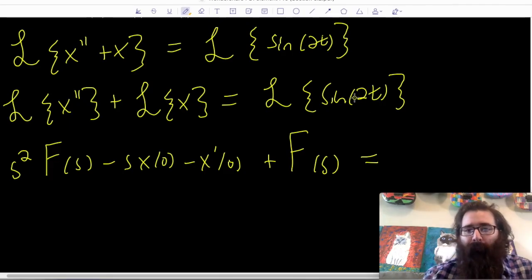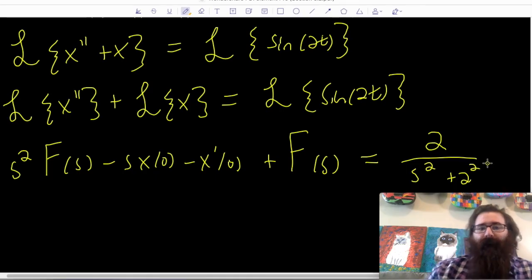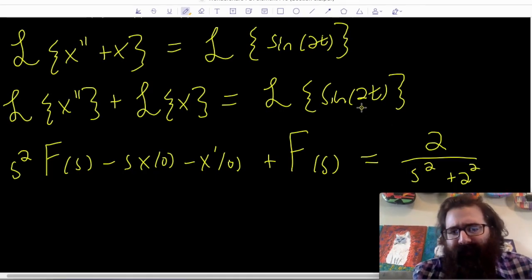And let me know if you remember what that is. Maybe pause the video, think about it a bit. Try to do it without that table, but if you need the table, it's still kind of new material, so I think that's fair as well. The Laplace transformation applied on sine of 2t should give us 2 divided by s squared plus 2 squared. And here we're using sine of at gives us a over s squared plus a squared.